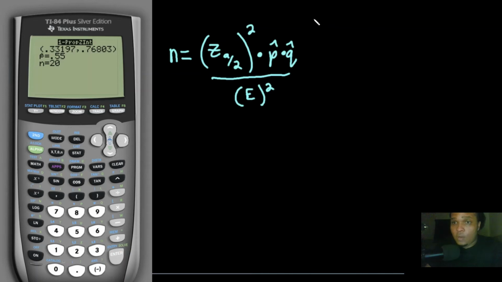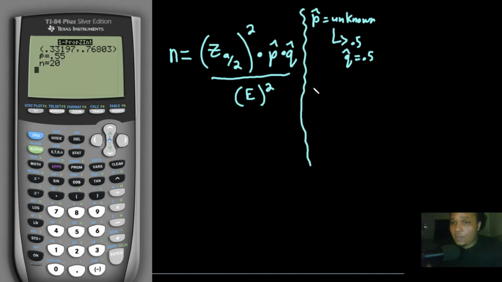Word of note, if P hat is unknown, if they don't give you some percentage or something like that, you basically treat P hat as if it's 0.5. And remember, if your P hat is 0.5, then your Q hat is also going to be 0.5. So this is going to be 0.5 and this is going to be 0.5. Now, if they're both 0.5 and they're multiplying together, that basically gives you a whole new formula. It looks very, very similar to the old one, and you can use either one depending on the situation.